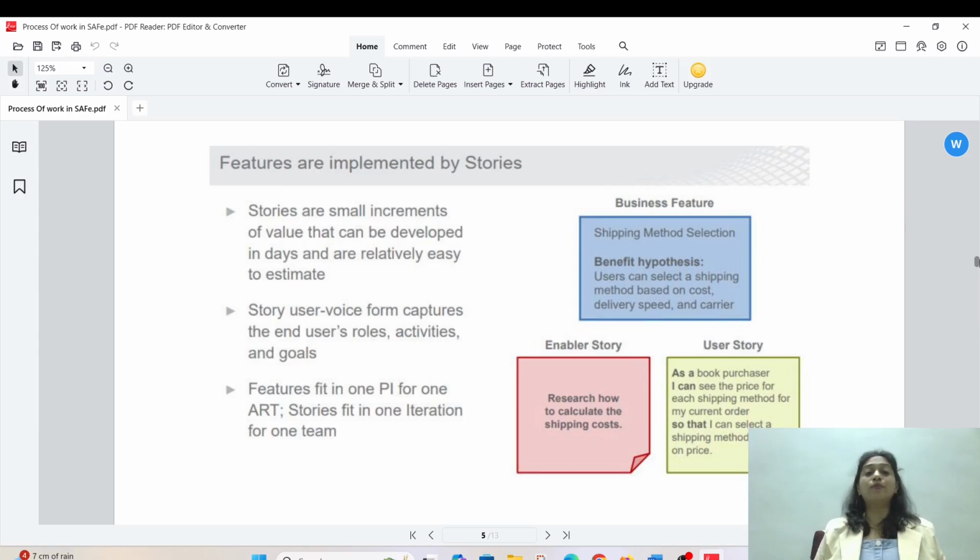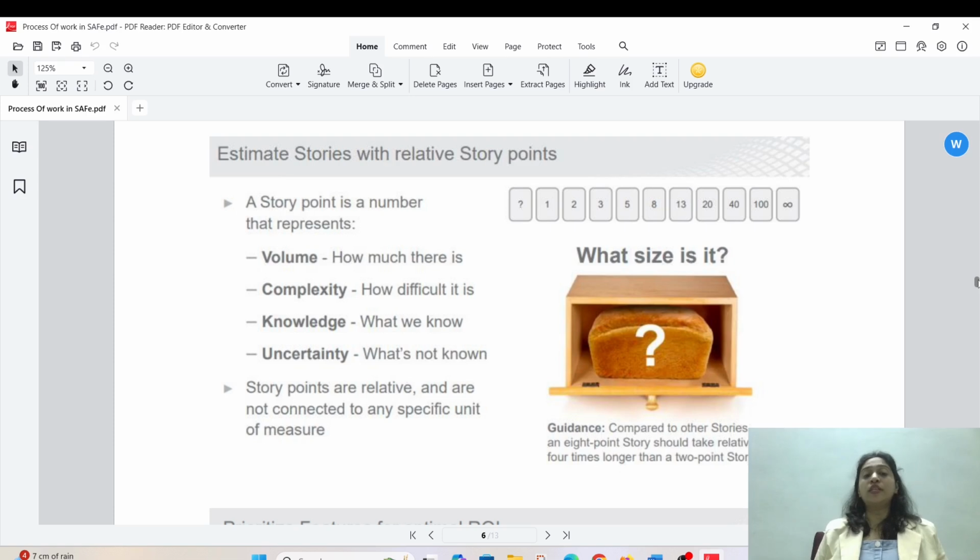So PI is the planning, we can say, right? Product increment, and the stories fit in one iteration itself. Okay, estimate the stories with relative story points. A story point is a number that represents volume, how much there is; complexity, how difficult it is; knowledge, what we know; and uncertainty, that is what's not known. Okay, the story points are relative and are not connected to any specific unit of measure.